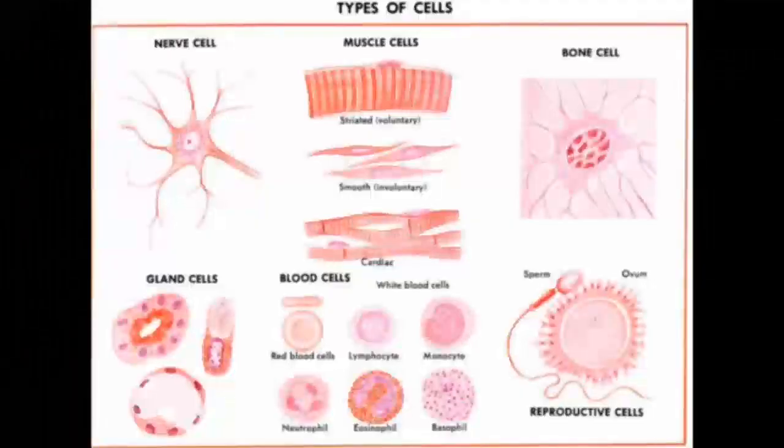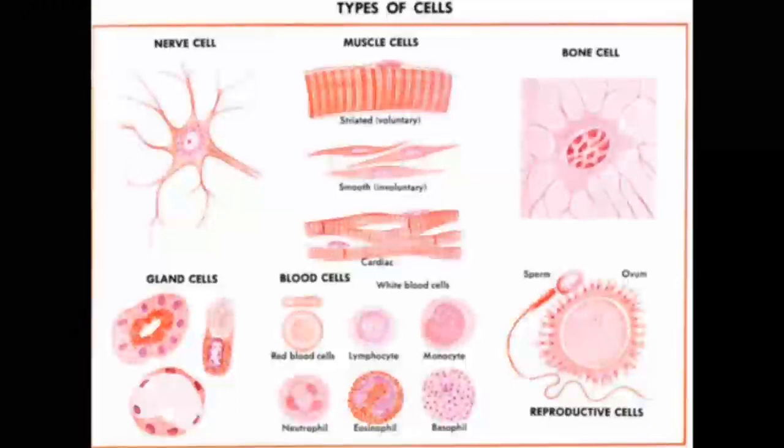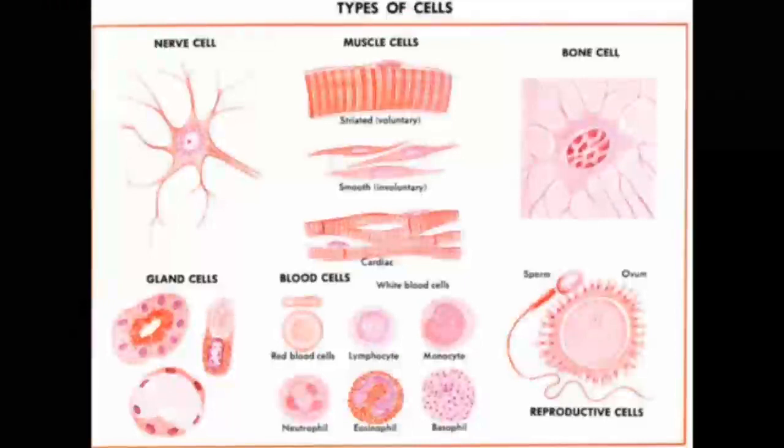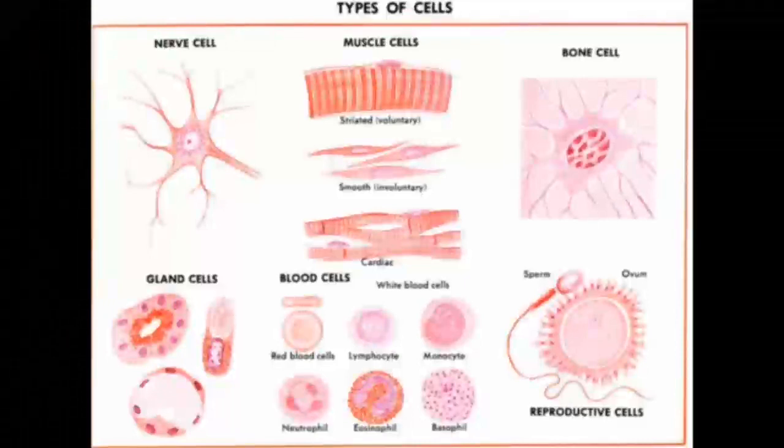So ni types of cell ambapo tunaona kuna nerve cell, tunaona kuna muscle cells, tuna mfano wa muscle cells hapo kuna smooth muscle, cardiac muscle, tunaona tuna bone cells, tuna reproductive cells, tuna blood cells pamoja na gland cells. Kwa hiyo unaona hizi cells zote zinasimama as a single independent unity that performs specific function. Specific function yake inapewa kutokana na jinsi at smallest unity at smallest form ilivyo. Organelle gani nazo, ina tabia gani hiyo cell husika.